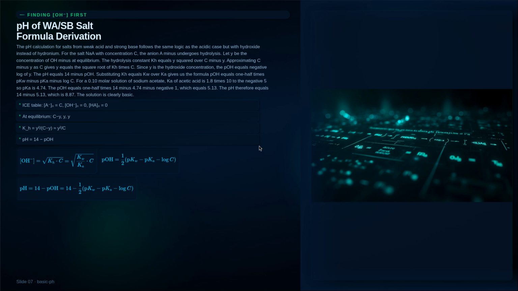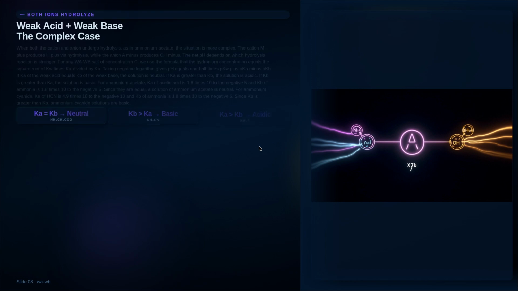Substituting Kh equals Kw over Ka gives us the formula pOH equals 1/2 times (pKw minus pKa minus log C). For a 0.10 molar solution of sodium acetate, Ka of acetic acid is 1.8 times 10 to the negative 5, so pKa is 4.74. The pOH equals 1/2 times (14 minus 4.74 minus log 0.10), which equals 5.13. The pH, therefore, equals 14 minus 5.13, which is 8.87. The solution is clearly basic.